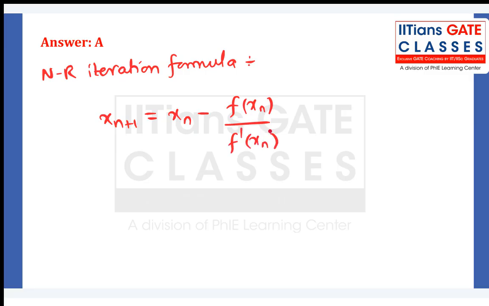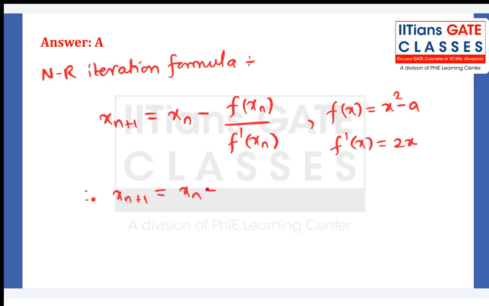Okay, so here your f of x is nothing but x square minus a. So f of xn will be xn square minus a, and the derivative is nothing but 2x, right? So now you have to plug this value here. So what you can write is x(n+1) is equal to xn minus (xn square minus a) divided by 2xn.